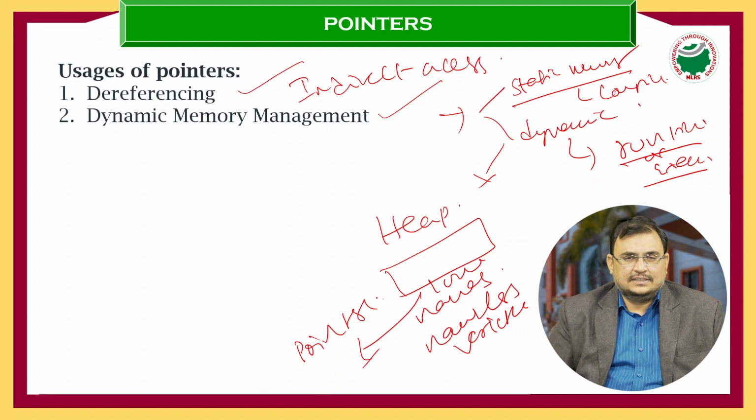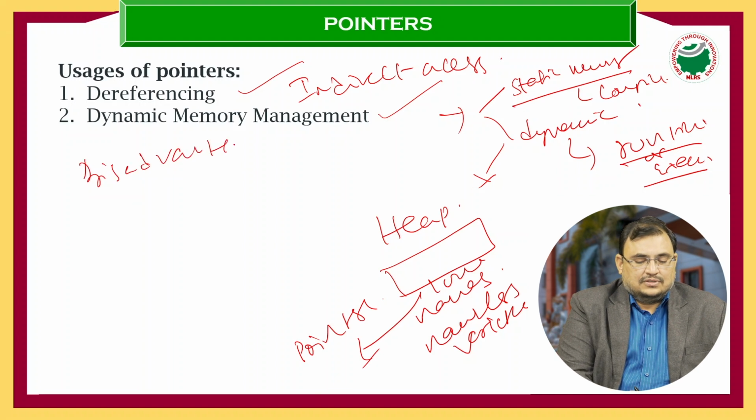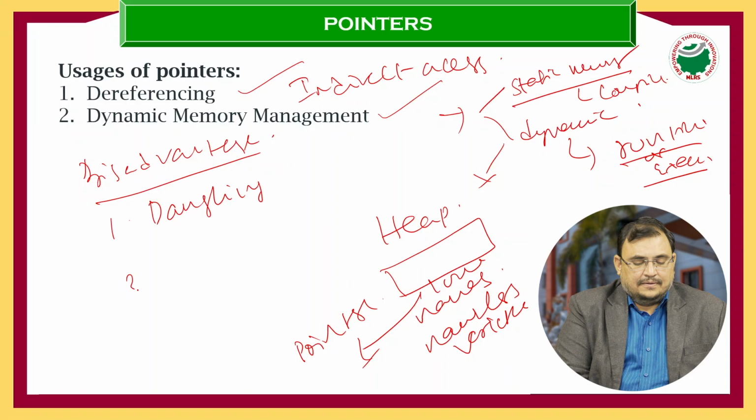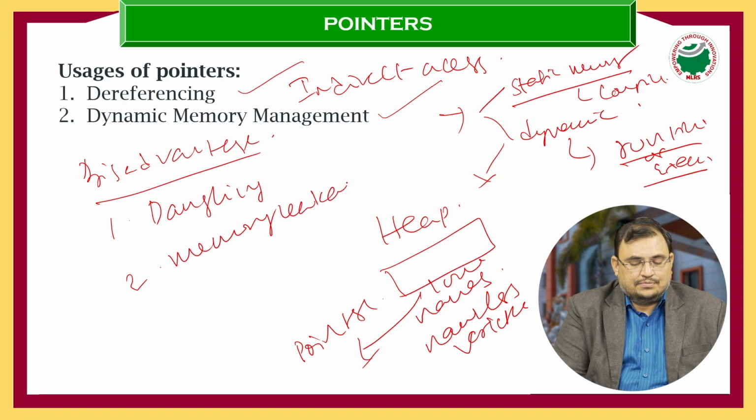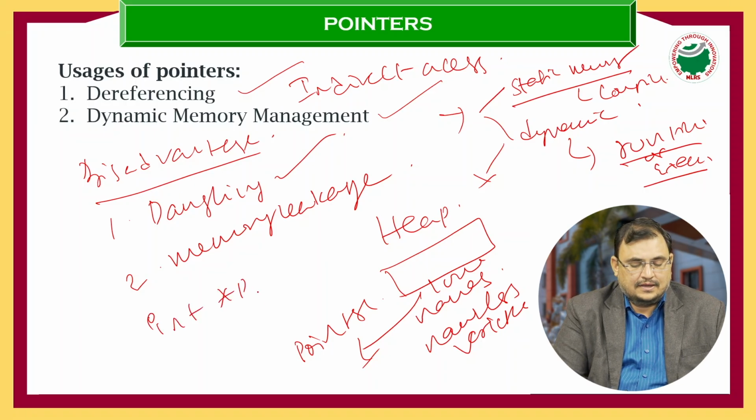So besides having advantages, pointers also have some disadvantages. The disadvantages of pointers are the dangling pointer problem and the memory leakage problem. So what is a dangling pointer? A dangling pointer arises when you declare pointers *p, *q, and also declare some int x.